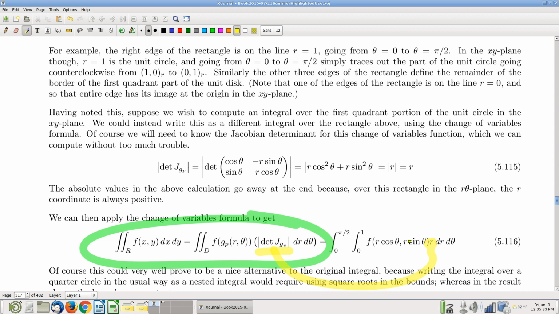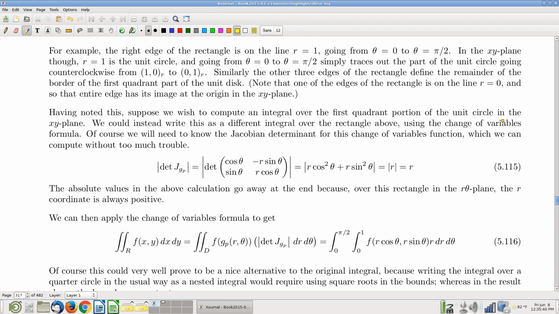The stretching factor we just got through computing is r. Everything else is just plug in what you already know. X is r cosine theta. We already knew that. Y is r sine theta. We already knew that. Just plug those in. Here's your new integral. Real easy to compute with.